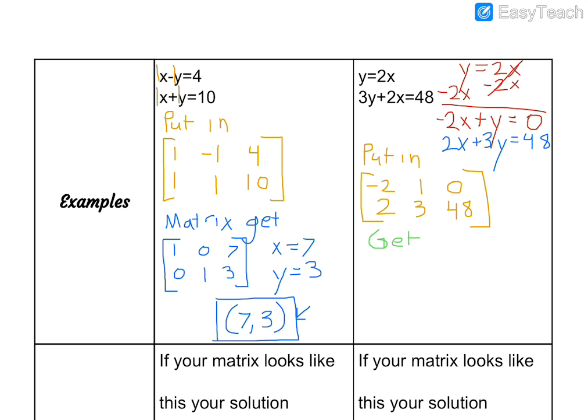And the matrix you get is 1, 0, 6, 0, 1, 12. So again, this means that our x is equal to 6, our y is equal to 12. So the solution is 6, 12.